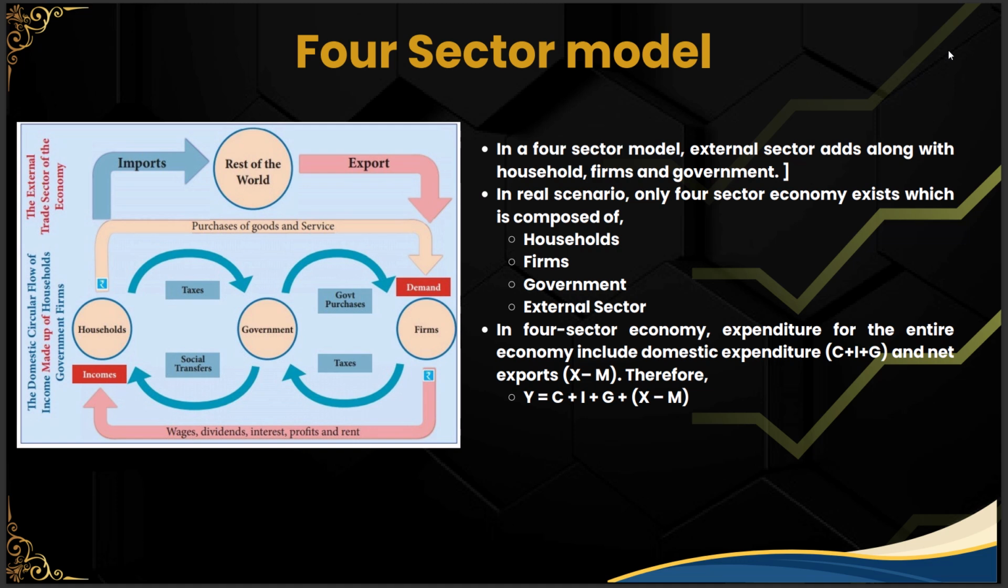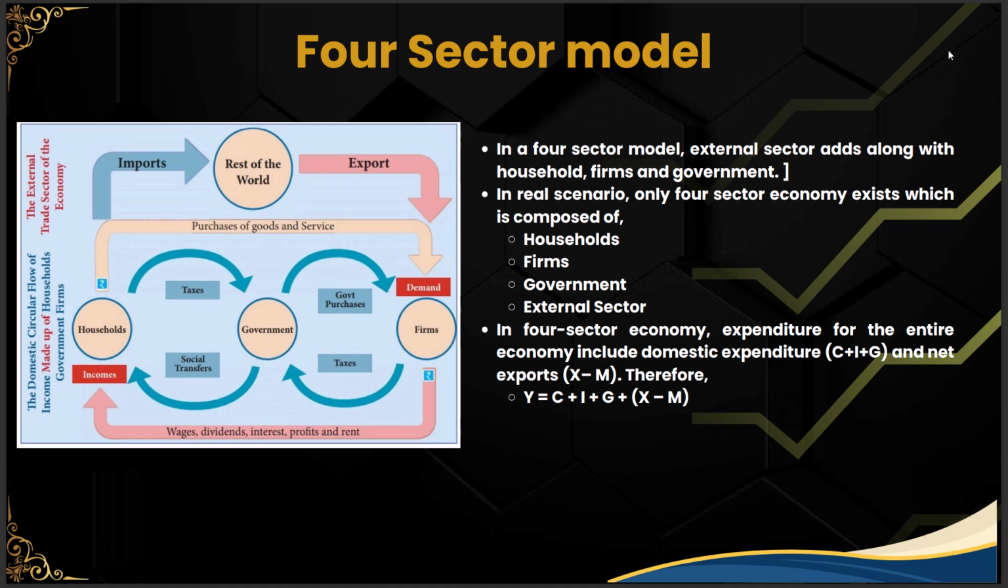It's composed of households, firms, government and external sector. See, what happens is, as usual, everything keeps going according to the three sector model, but the only thing which gets added is the exports, the trade happens. Like here again, an economy imports from the rest of the world, and an economy exports to the rest of the world. This is something which happens.